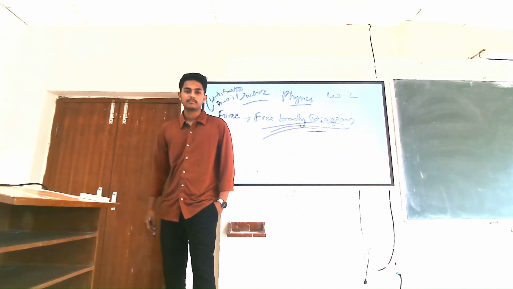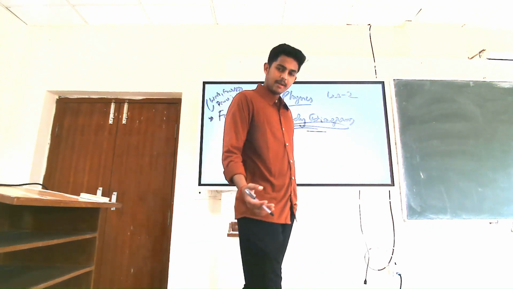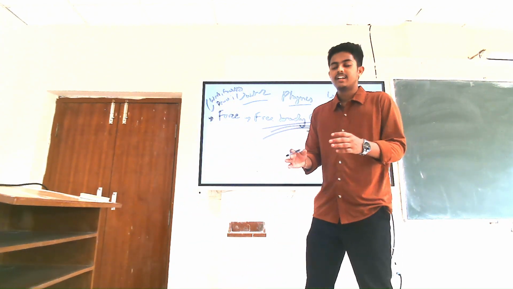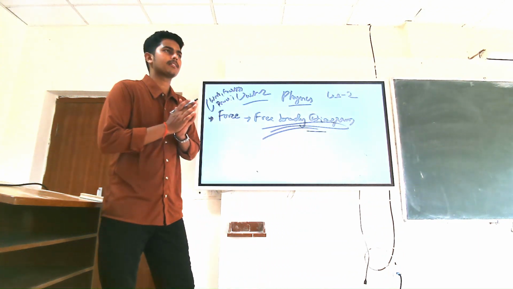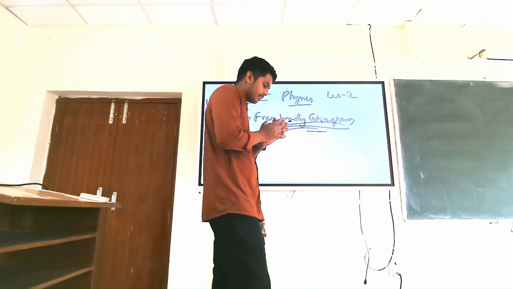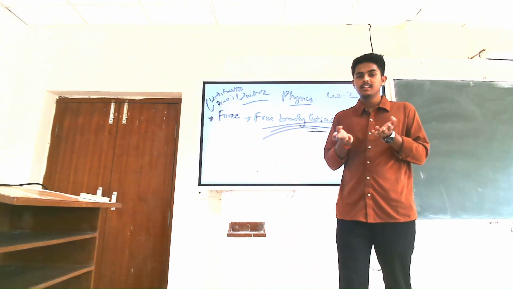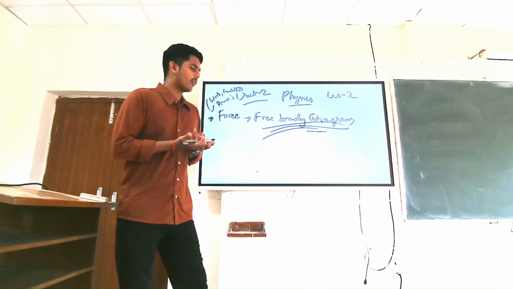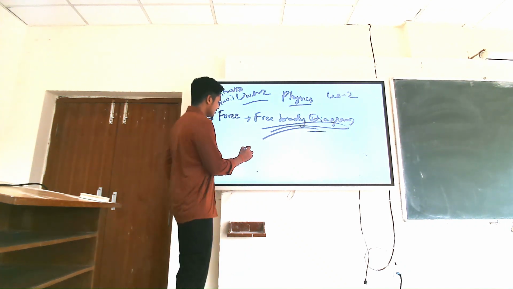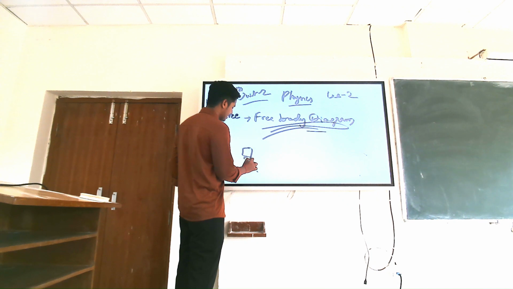Free body diagram. What do you mean by free body diagram? The body is in a free state on which some external forces are applied, and it has to react accordingly. That means the forces have to be taken, and what the consequences are, we are going to see.